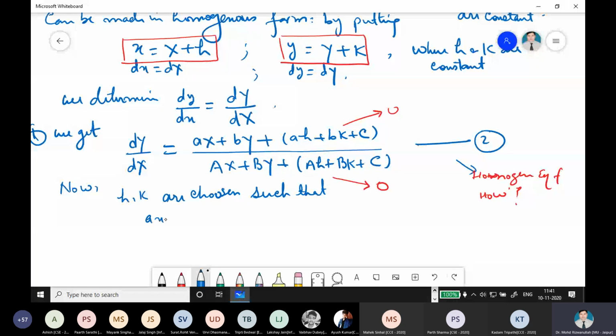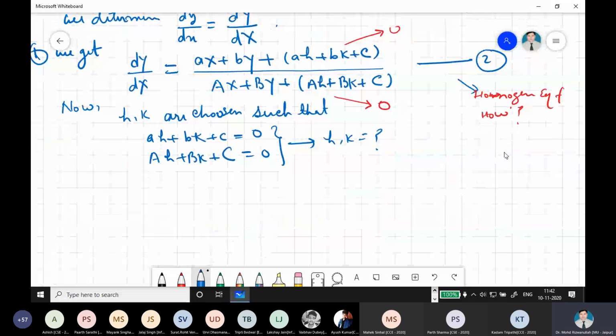ah plus bk plus c equal to 0 and ah plus bk plus c equal to 0. So we have to solve this system of linear equations in terms of h and k. I will make it clearer, so that we can find the values of h and k here, right? We can get it.